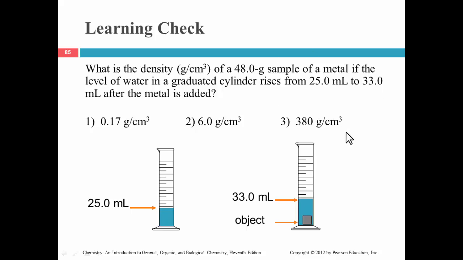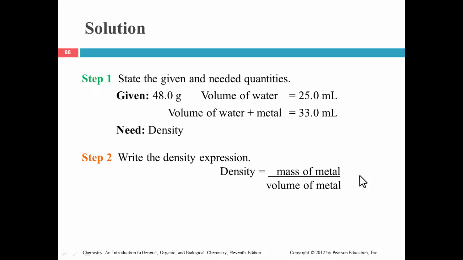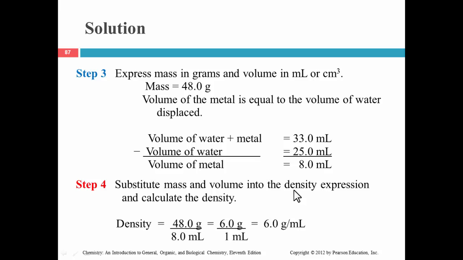Now let's go through the math together. Once you drop the object into water in a graduated cylinder, the level rises from 25 milliliters to 33 milliliters. The difference between 25 and 33 is 8 milliliters. This tells you that the volume of the object is 8 milliliters. The density of the object is the mass, 48.0, divided by the volume, 8.0. And that comes from this equation here. Density equals mass divided by volume.